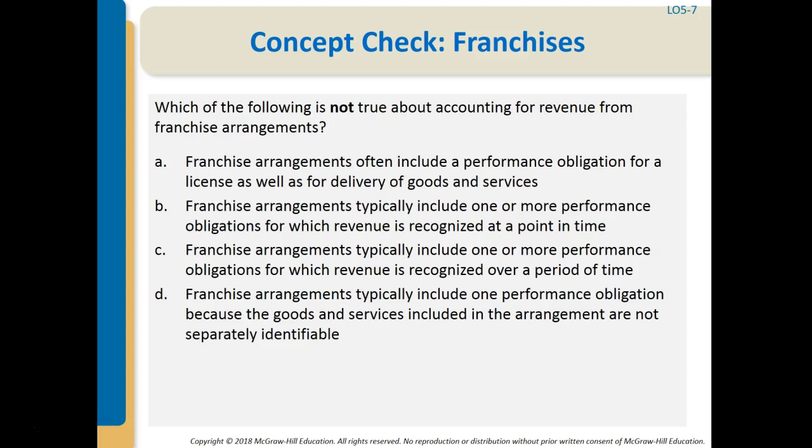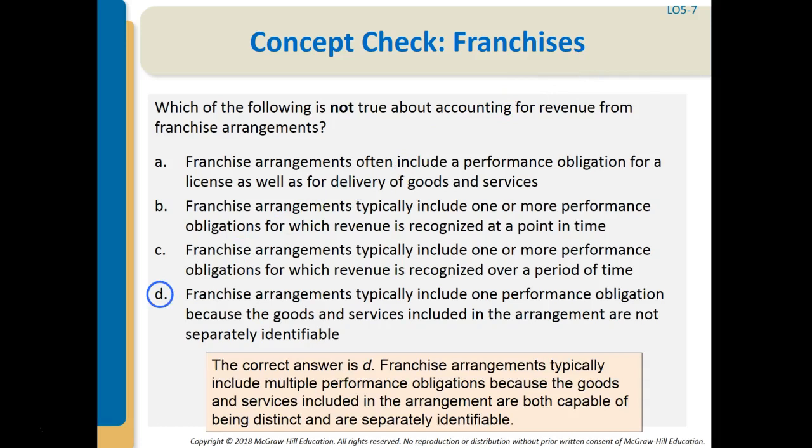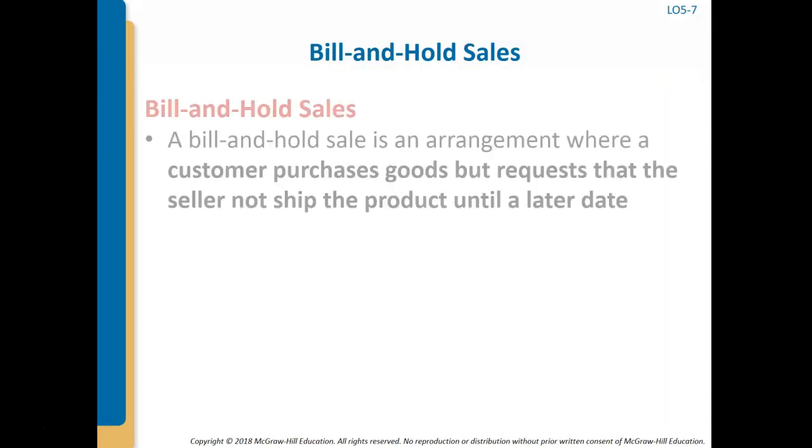Or D. Franchise arrangements typically include one performance obligation because the goods and services included in the arrangement are not separately identifiable. So as you see here, the correct answer is D. Franchise arrangements typically include multiple performance obligations because the goods and services included in the arrangement are both capable of being distinct and are separately identifiable.